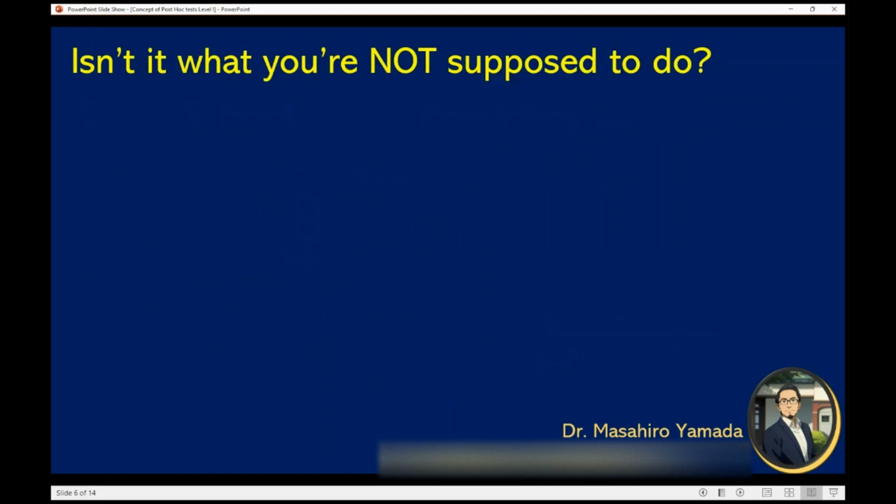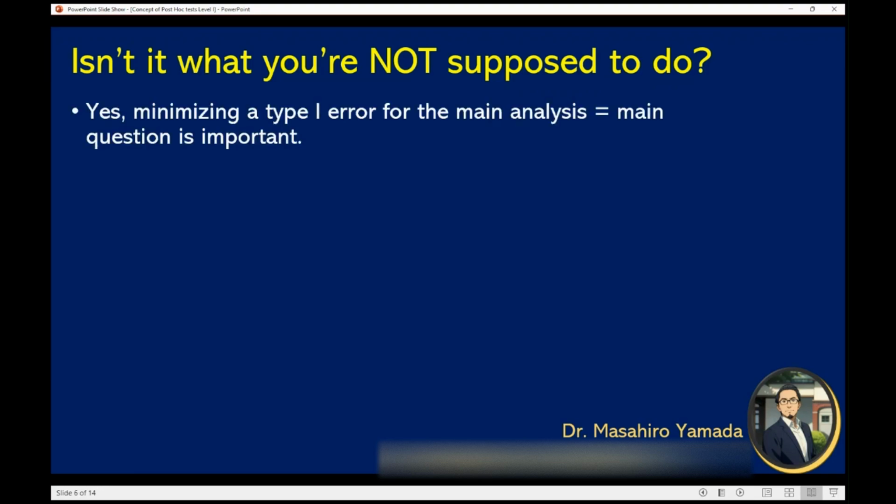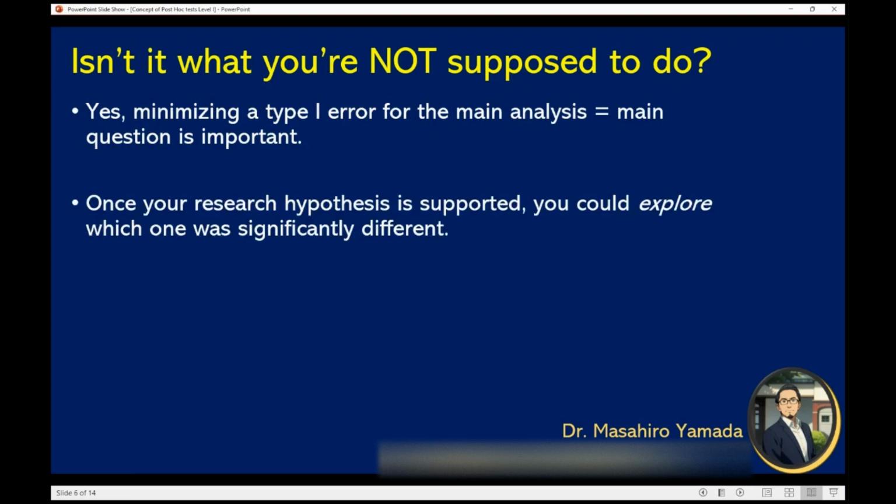If you have watched the previous video where I introduced the concept of one-way ANOVA, I specifically mentioned you're not supposed to run multiple t-tests. And yes, for your main analysis, you should never do it this way because it's going to increase the type 1 error. What a post hoc test really is, is this: once your research hypothesis is supported, so your main question and main analysis was one-way ANOVA, you could then explore which one was significantly different.